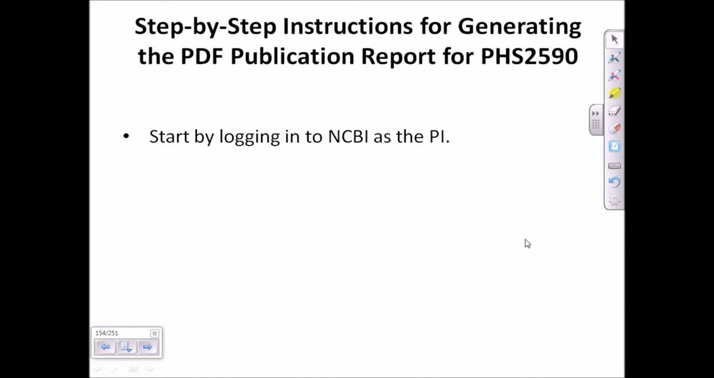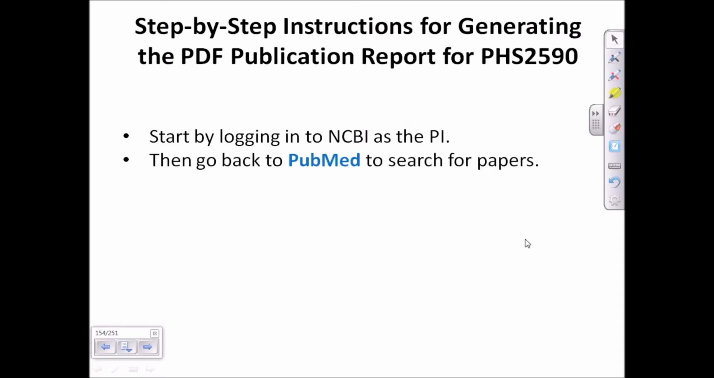So I'm going to give you the step-by-step instructions for generating the PDF publications report for the paper, and the first 5 steps of this are the same for electronic progress reports, so you should still listen to this. So you start by logging into MyNCBI as the PI. Then you go back to PubMed. So PubMed, you don't have to log in to do PubMed.